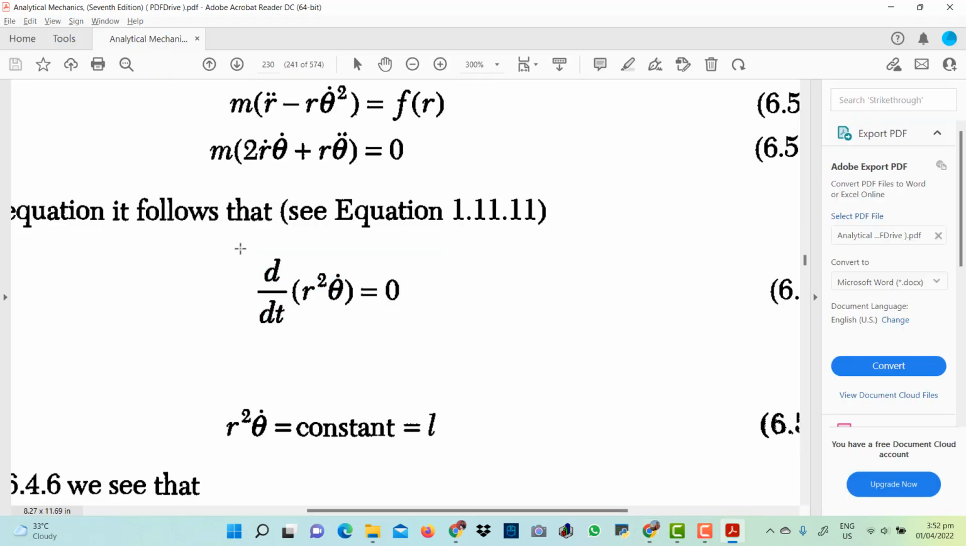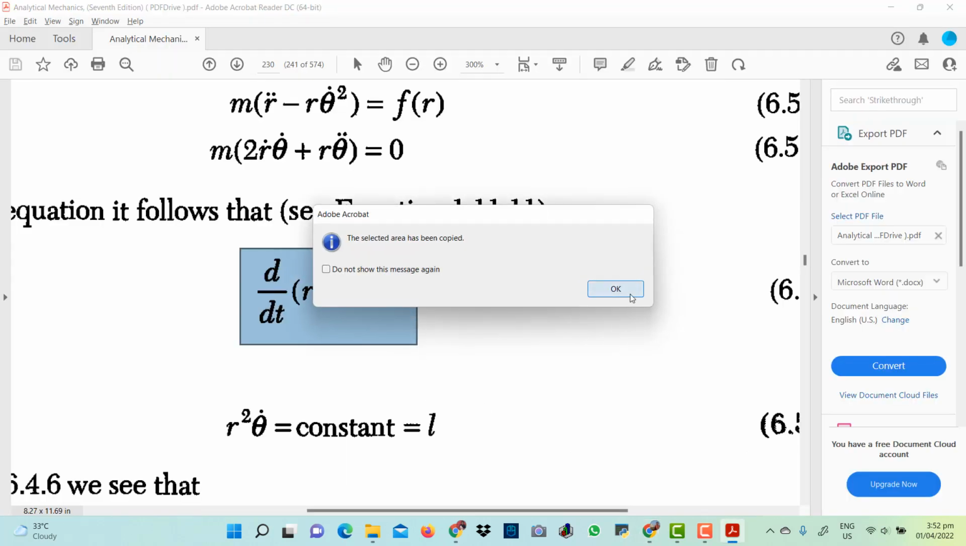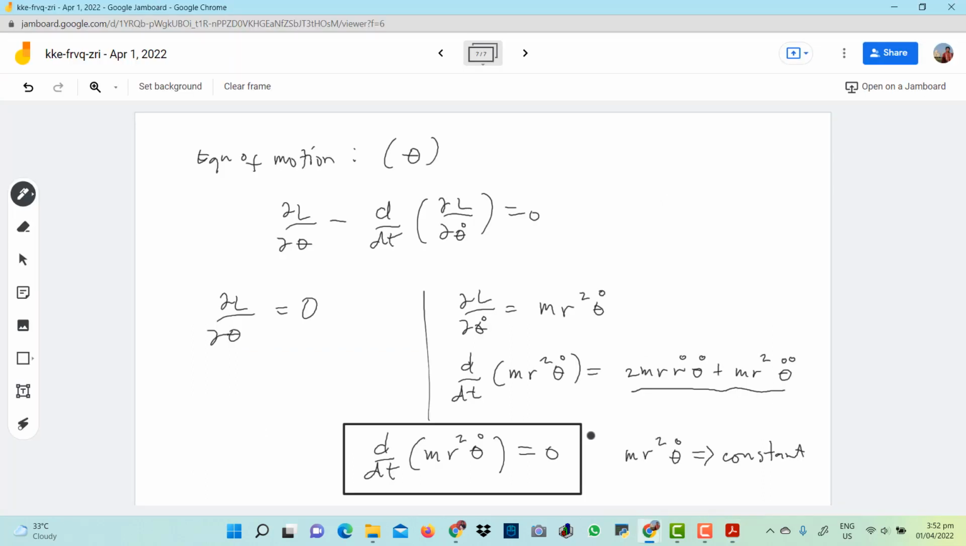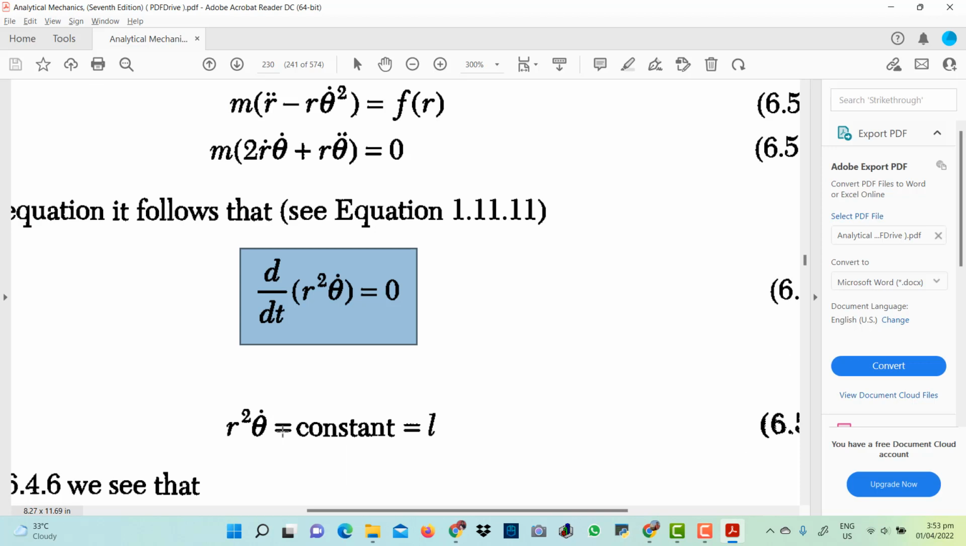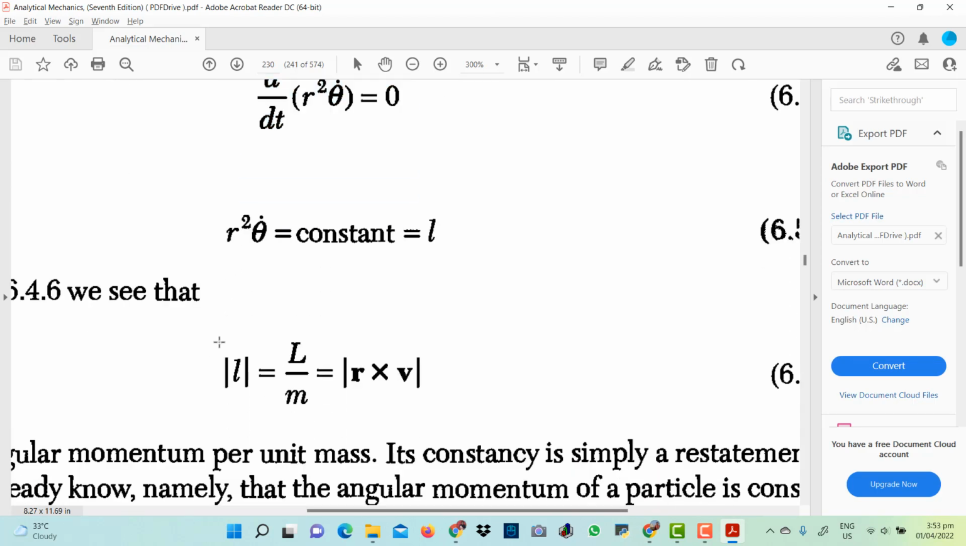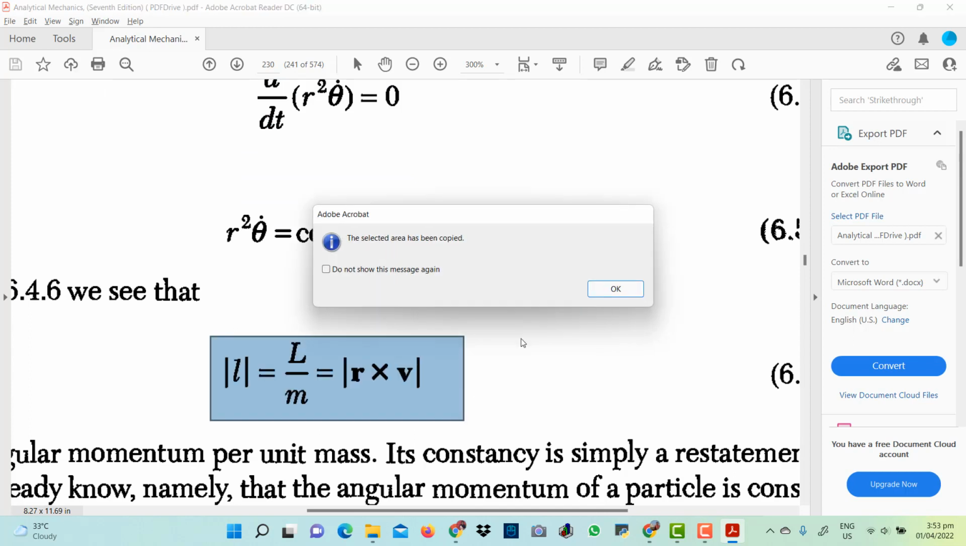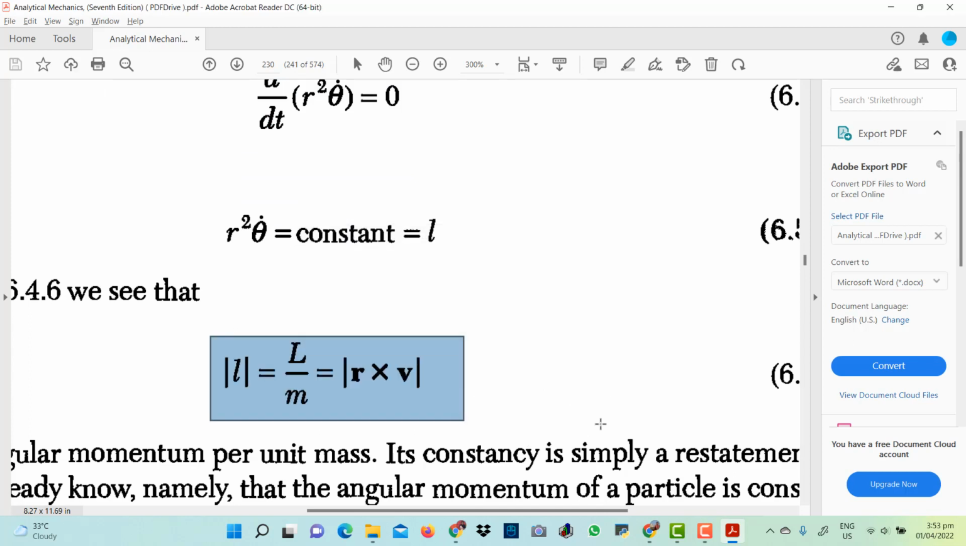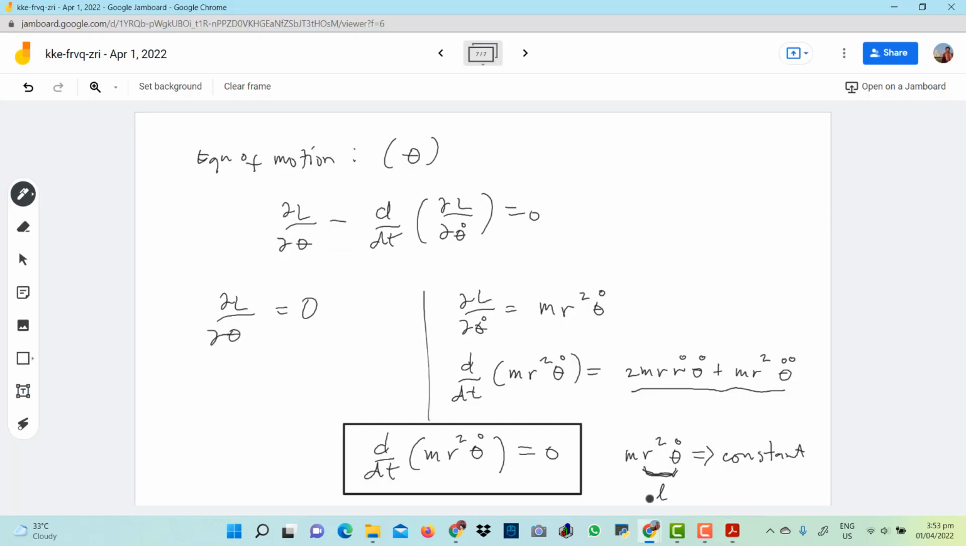So somehow I got the differential equation of motion. And it simply means that mr square theta dot is constant, and this, if you remember, we defined as the angular momentum, the L, right? The angular momentum per mass. Correct? R square theta dot is L, and that's the angular momentum per unit mass. Okay? So we got this using Lagrangian mechanics. So that L, take note, is the angular momentum per unit mass.